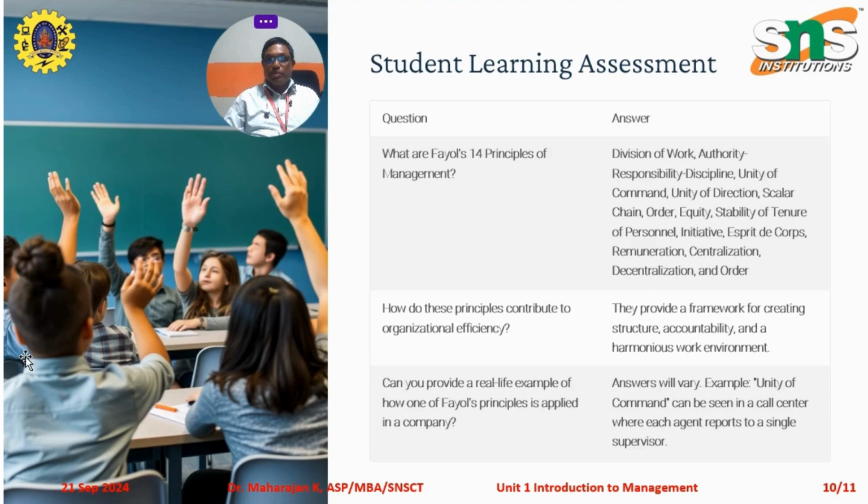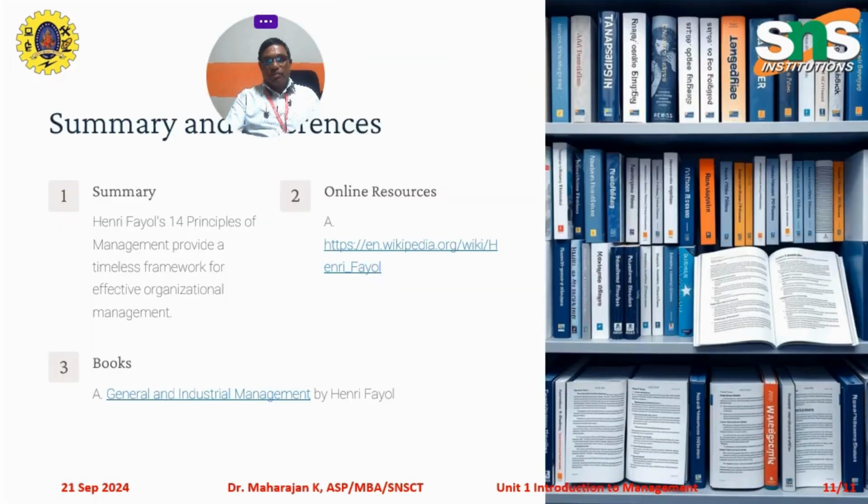Henri Fayol's 14 principles: division of work, authority and responsibility, discipline, unity of command, unity of direction, scalar chain, order, equity, stability of tenure of personnel, initiative. Employees should be allowed to take initiatives. And esprit de corps, remuneration, centralization and decentralization. Centralization and decentralization refer to whether the powers are concentrated in one person, or power is actually decentralized to others. So all these principles create structure and ensure a harmonious work environment. You can see unity of command, unity of direction in organizations. Fine. So these are the further references.